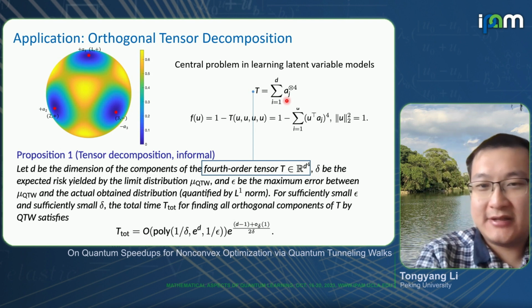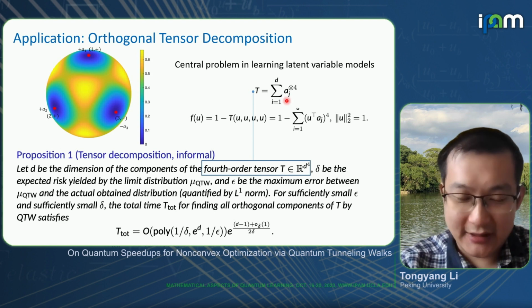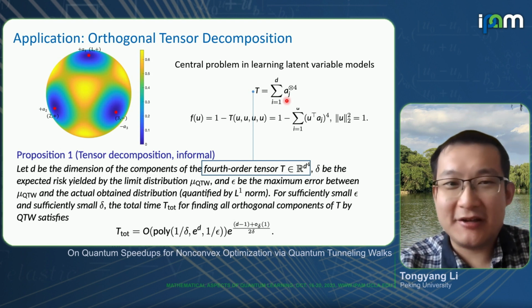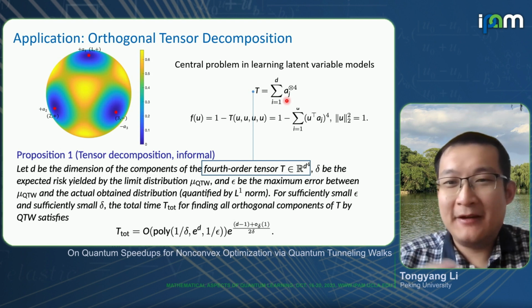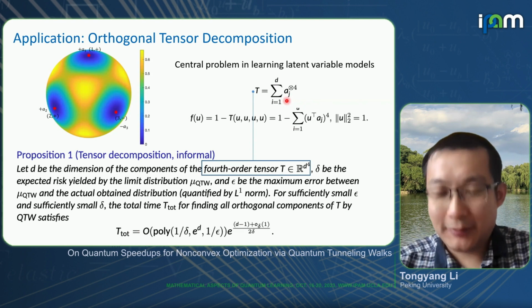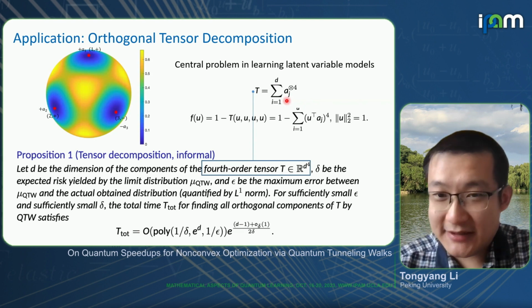For fourth order tensor decomposition, and maybe other higher order tensor decomposition problems, there are a lot of clever classical algorithms that do not necessarily treat this problem in this optimization way, and can actually do better than our classical algorithm.